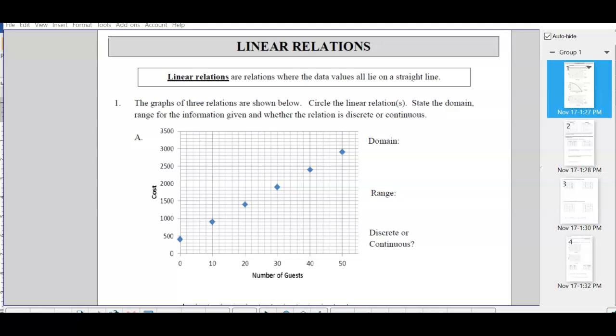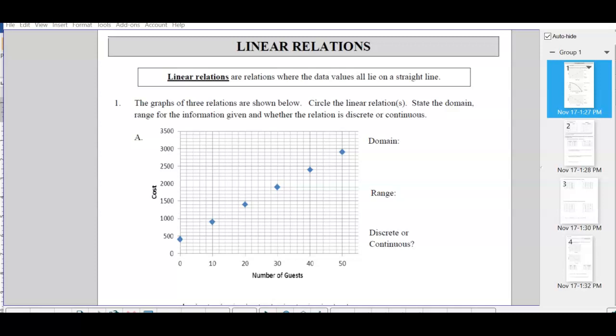Okay, let's look at linear relations. For the most part, there's only one exception. Linear relations are all going to be functions, except for a vertical line. When you graph a linear relation that's a vertical line, that is not a function. So technically, most of them are going to be functions.